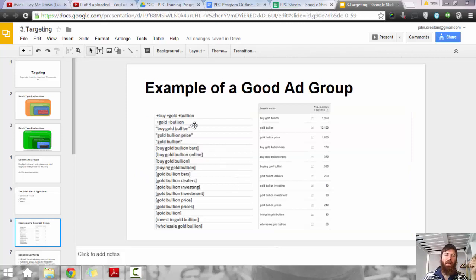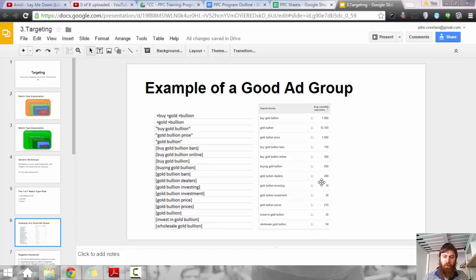Here's an example of a good ad group. In this case, I have 2 modified broad keywords. I have gold bullion. Gold bullion is really the main modified broad keyword in this group. And notice I put buy gold bullion in just because it has a lot of search volume. And I have a couple phrase match, which are the most popular search terms, such as gold bullion price and gold bullion itself, and then buy gold bullion. And then I have a bunch of exact match, which have lesser volumes.